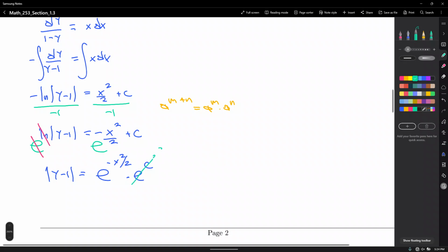I'm going to call it like this, c, okay? So that's c e to the negative x squared over 2, all right? Equals absolute value of y minus 1. Okay, here's the thing. How do we get rid of an absolute value?